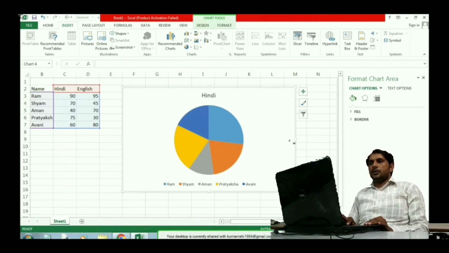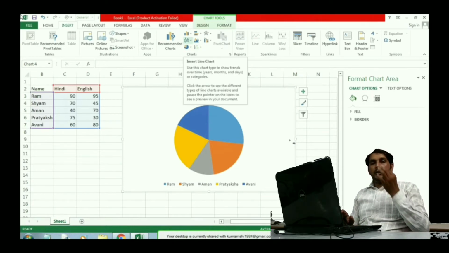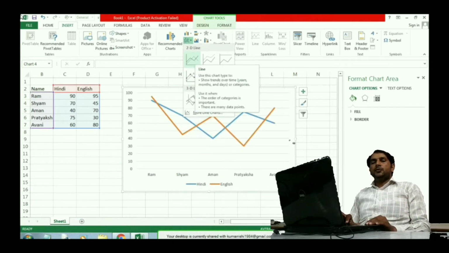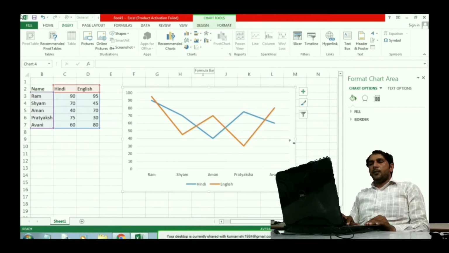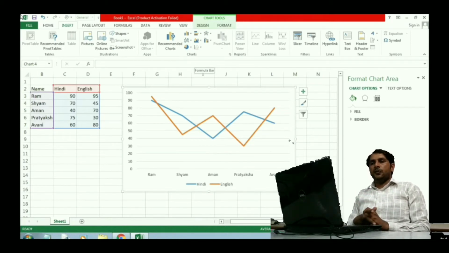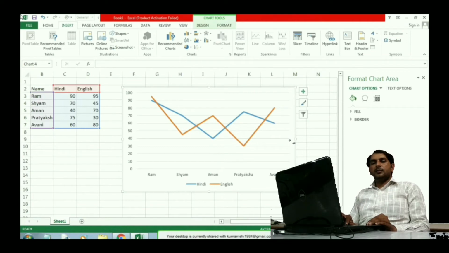Now the next chart we can insert is the line chart. The difference between the line chart and the bar chart or column chart is that the points are plotted and these points are joined with the help of lines. For example, Ram got marks in the blue data series for Hindi marks, and the orange line shows the English marks.